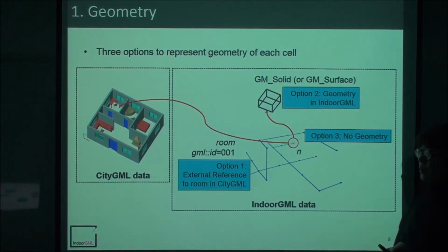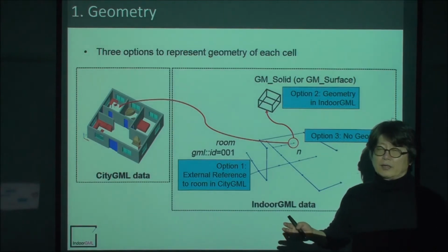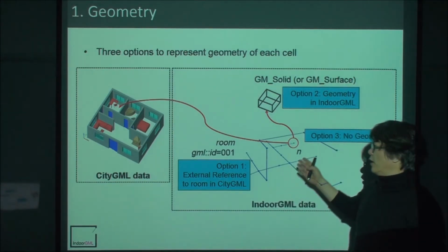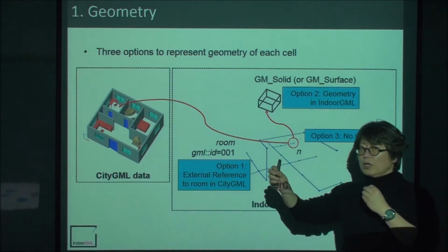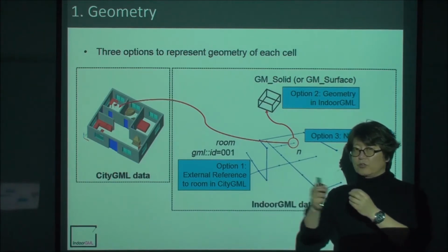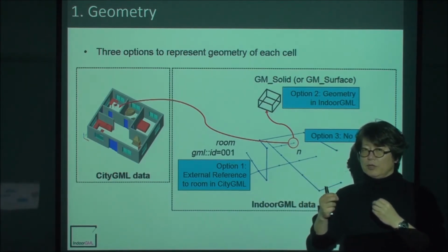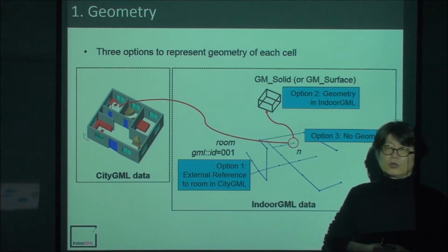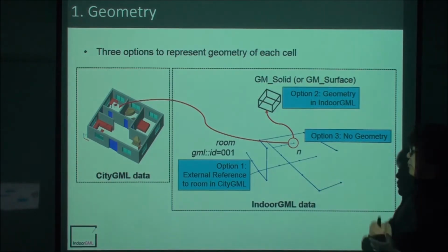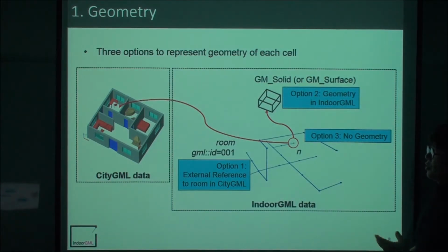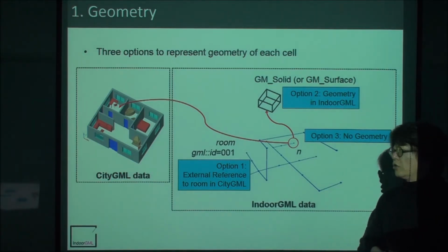And the third option is we don't include anything. In this case, we only include the topology between cells, the relationship between cells, but we don't include any geometry. So these are the options to describe the geometry in IndoorGML.